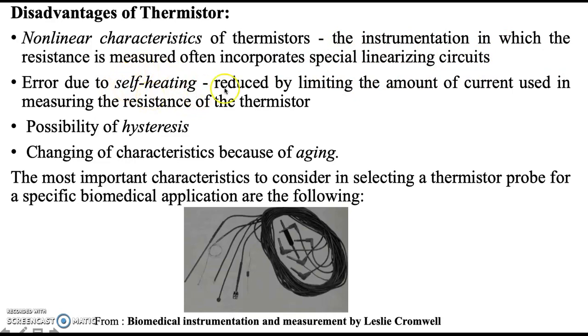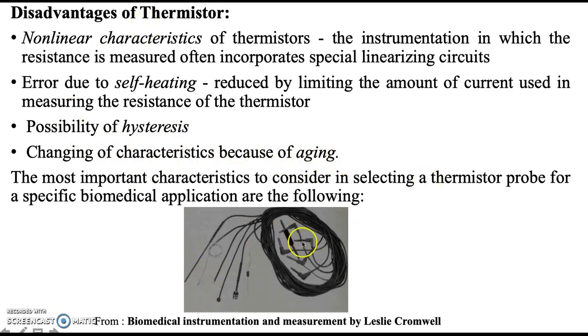So in order to overcome the self-heating problem, we must reduce the amount of current that is used to measure the resistance of the thermistor. By limiting the amount of current, we can reduce this self-heating problem. And the next problem is the possibility of hysteresis. This happens due to magnetization and demagnetization of the material. And the last one is that the characteristics of the thermistor may change because of aging. So these are all the disadvantages of thermistor.